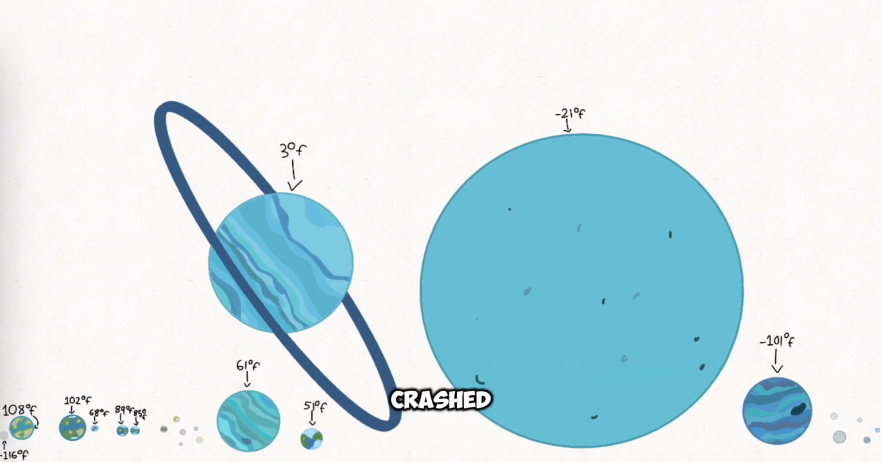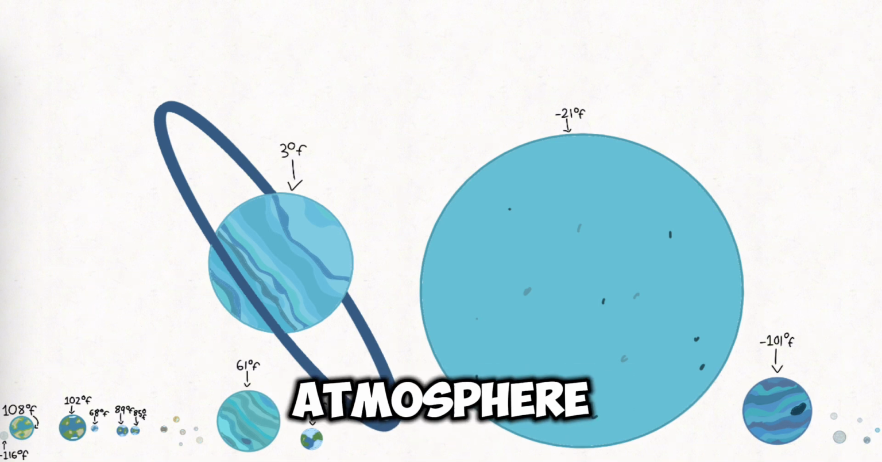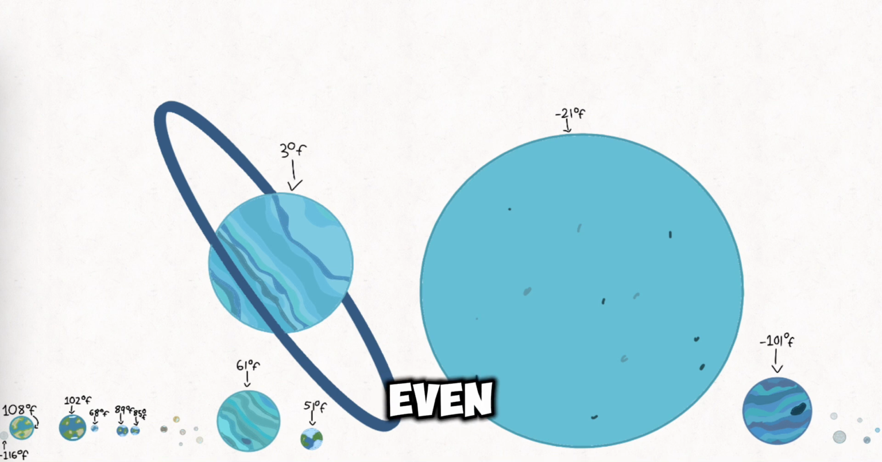Now, as soon as it crashed into it, it literally scraped off a good chunk of the atmosphere. And then it scraped off even more of it until there was almost no atmosphere left where the scratch was. Now, of course, the scratch formed because of that.